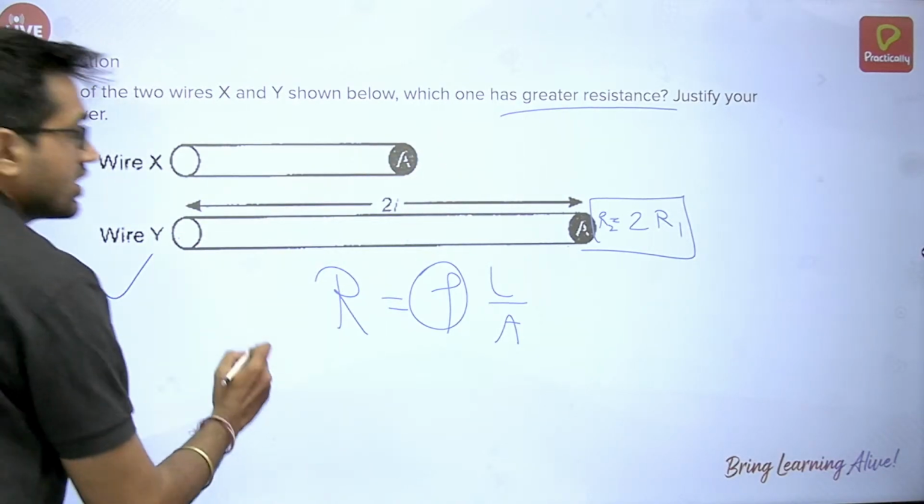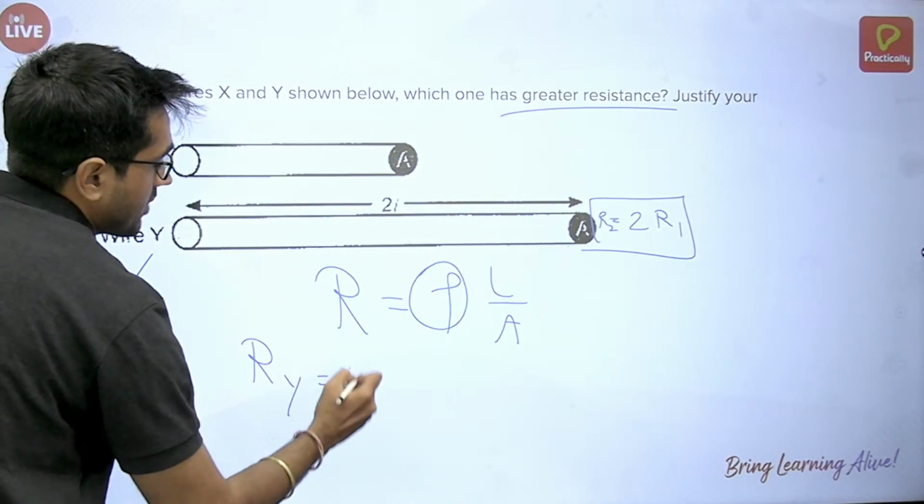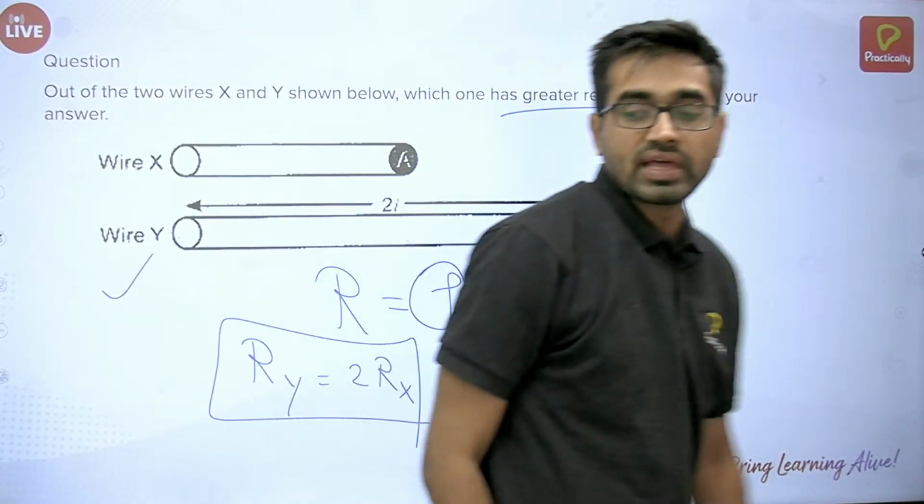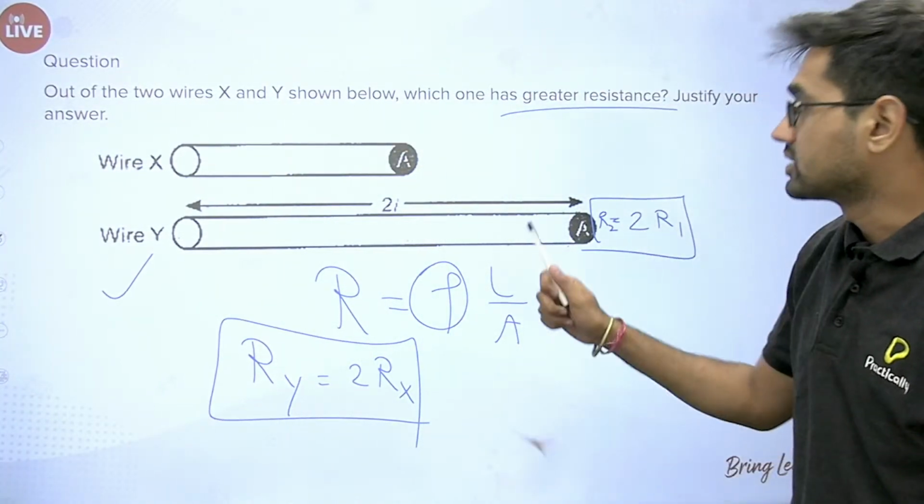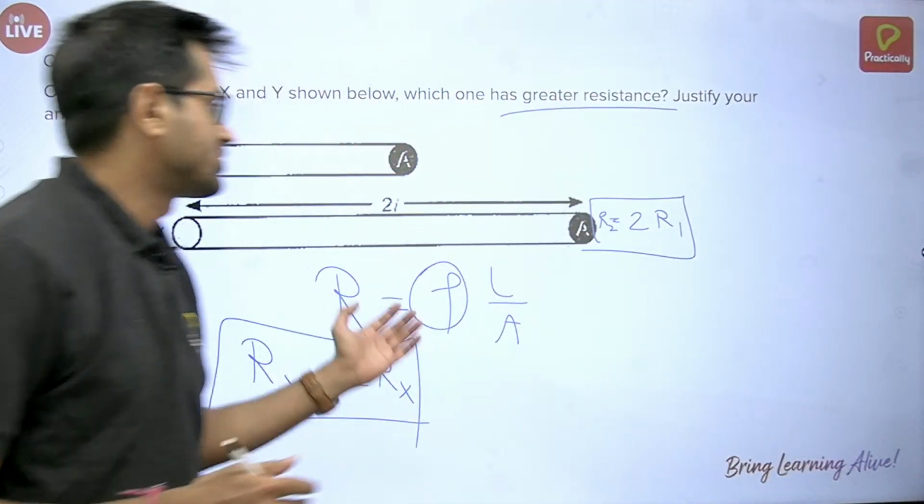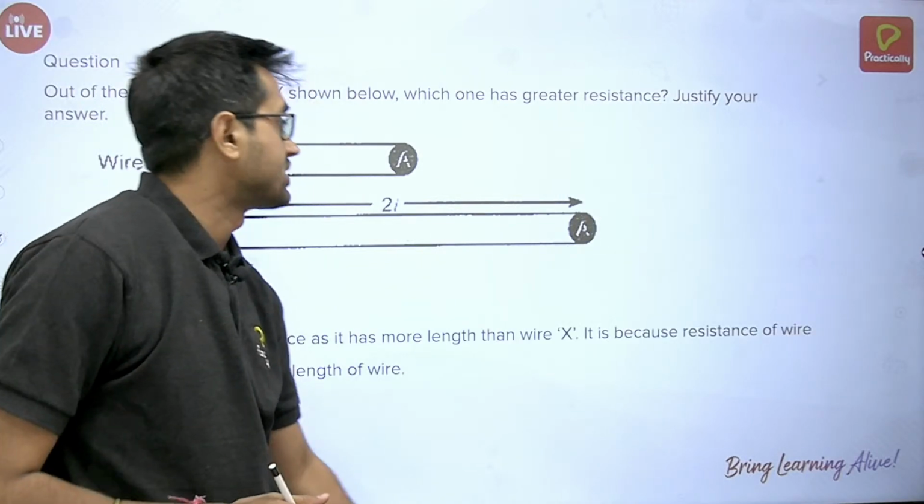The wire Y. So the resistance of wire Y is double the resistance of wire X, and hence we say that the resistance is increased because of the increase in the length of the wire. Of course, because there is more length to be covered by the electron motion.